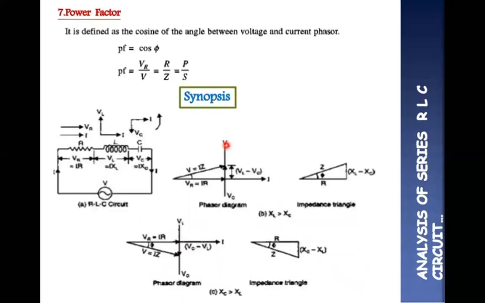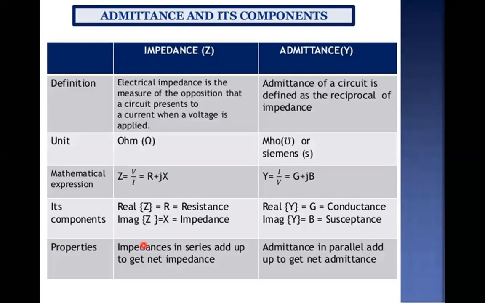If you see the synopsis for the LCR circuit, this is an LCR circuit, a phasor diagram, and the impedance triangle, and this is the other condition for the phasor diagram and impedance triangle. This is all about admittance and its components.